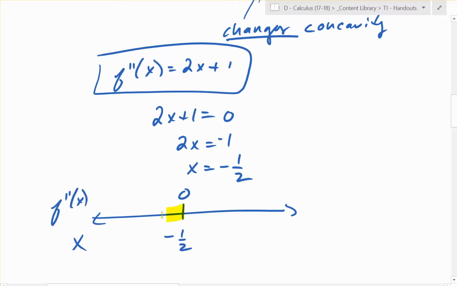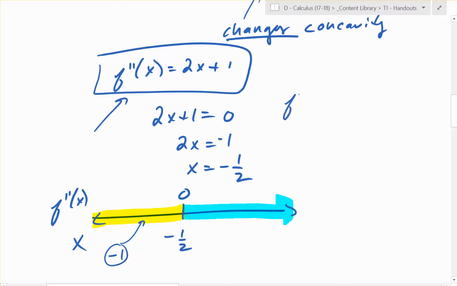So we want to know, what about over here? What's to the left of negative 1/2? Well, you just test one number, say negative 1. Plug negative 1 into here. So f double prime of negative 1 is equal to 2 times negative 1 plus 1. So that's negative 2 plus 1, which is negative 1.